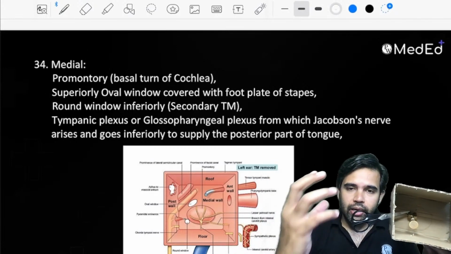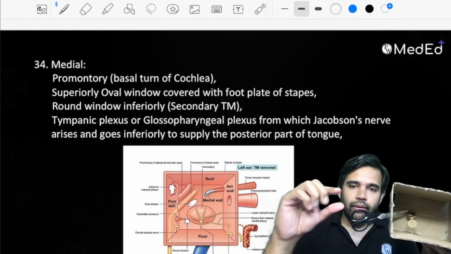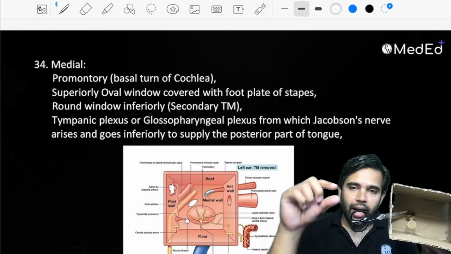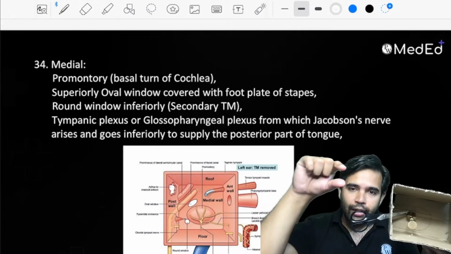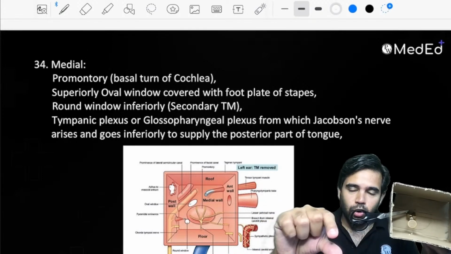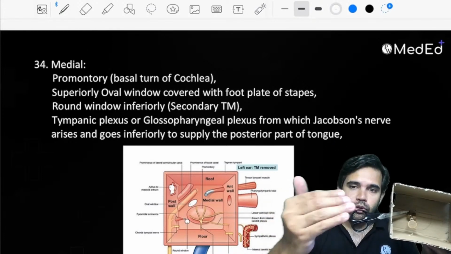If you take atta or dough, right, and you make a thin ball of dough, and you take two 1 rupee coins and put one coin above and one coin below, you will see in the middle there is a projection coming.